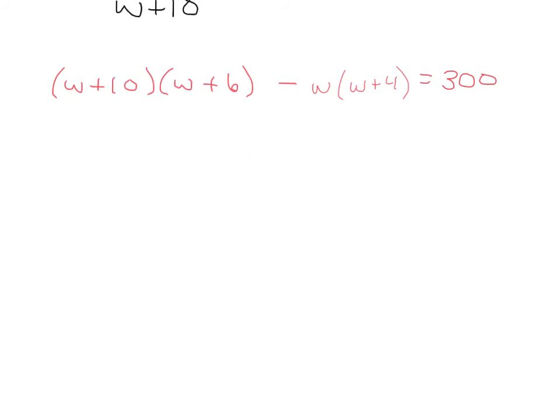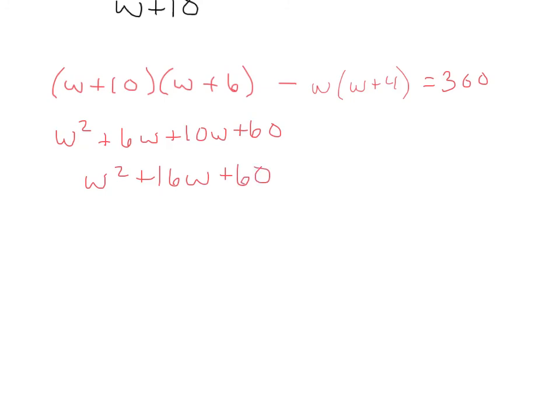So on the first part, we're going to have W squared plus 6W plus 10W plus 60. Oh, I put an X there, didn't I? Here, let's erase that. All right, that's all right. So equals 300, sorry guys. So I get W squared plus 6W plus 10W plus 60, and so that's going to end up being 16W plus 60. Okay, so now I'm going to go ahead and distribute my negative.